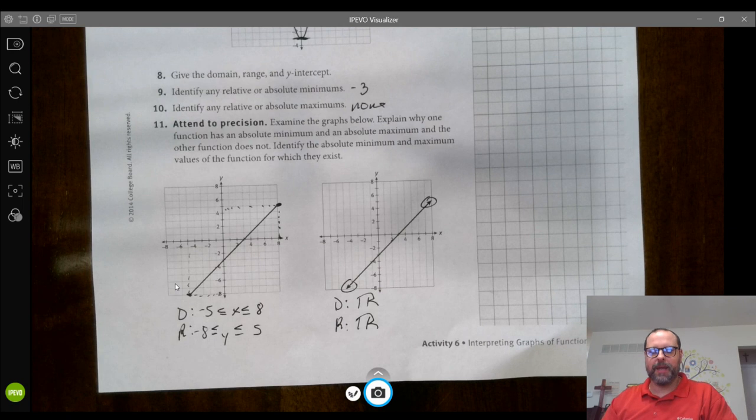So just remember, domain is x values. Where does it go left and right? Does it have a starting and stopping point? Does it go forever? Range is y values, up and down. Does it have a start and stopping point, or does it go on forever, maybe in one direction or both directions? So those are really the questions that we're asking as we go through this.